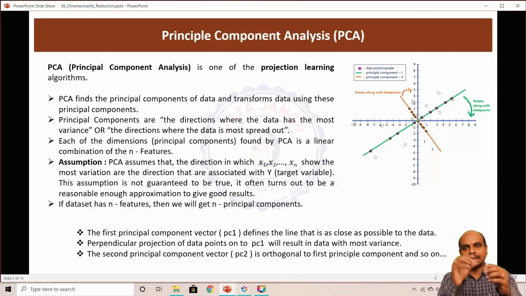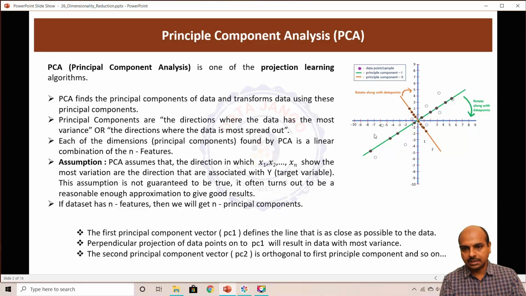Actually it is projecting the data points onto the principal components and trying to transform the data and find the transformed, more information-extracted columns. So PCA finds principal components of data and transforms our original data using the principal components. We'll see how it is in a moment. And the principal components are the directions where the data has the most variance.